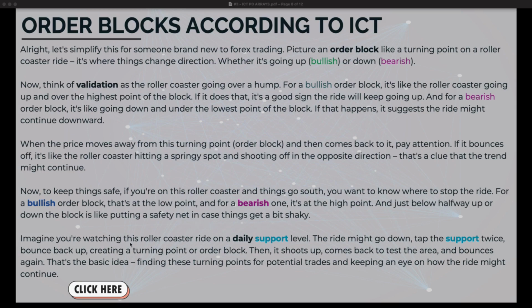Imagine you're watching this roller coaster ride on a daily support level. The ride might go down, tap the support twice, bouncing back up, creating a turning point or order block. Then it shoots up, comes back to test the area, and bounces again. That's the basic idea. Finding these turning points for potential trades, keeping an eye on the ride, might continue.